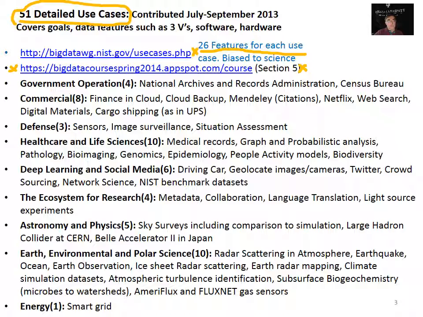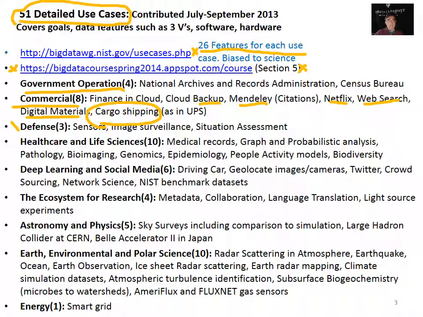Notice where they come from. I mentioned government operations. There are 4 of those: the National Archives and Records Administration and the Census Bureau. Commercial, we had finance, cloud backup, Mendeley, a well-known citation company, Netflix, web search, a couple of use cases around digital materials, and one on cargo shipping.